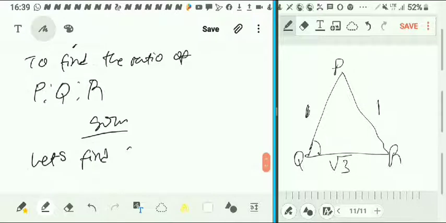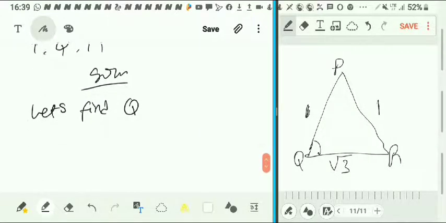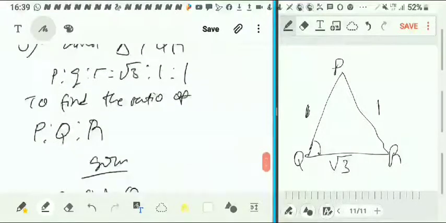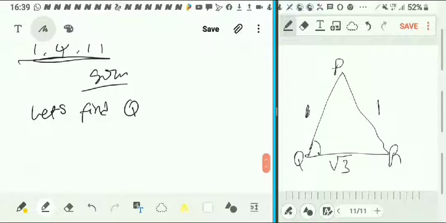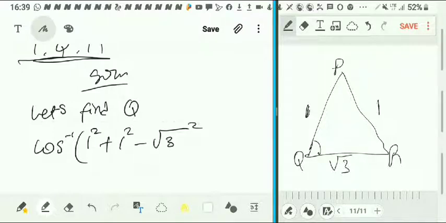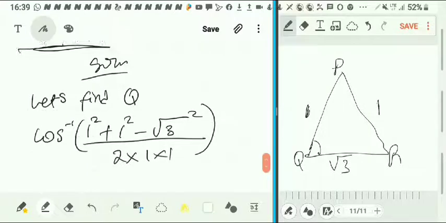Let's find Q. What we're told to do is to find the ratio of the angles. We don't even know any of the angles; it's only the 3 sides we're given. We use the cosine rule to get at least one angle. So Q is cos inverse of what? I mean P square plus R square minus Q square, you understand? Okay, I'm just going to put the values quickly because our time is fast spent, over 2 times 1 times 1.